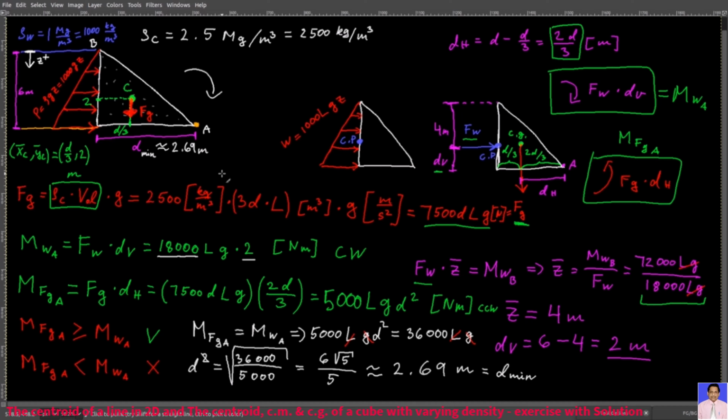Don't forget to round this number up, because if you round it down, then the dam will tip over. If your D is less than 2.69 meters, then the moment produced from the force of gravity will not be able to counter the moment from this pressure distribution.